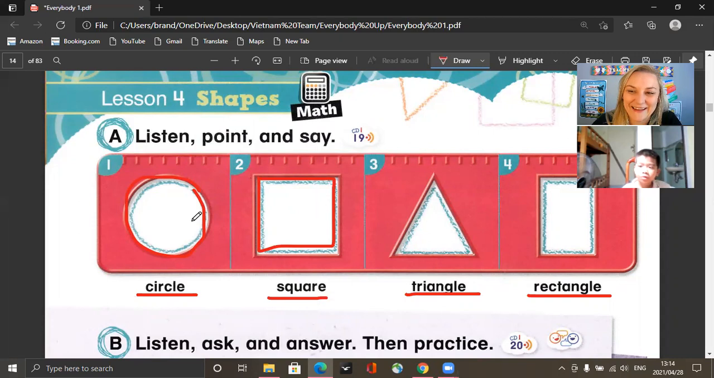Okay, what's number one? Circle. Yay, very good. Number two? Square. Very good. Okay, number three, triangle. Triangle. What's number one? Circle. Yes, good.